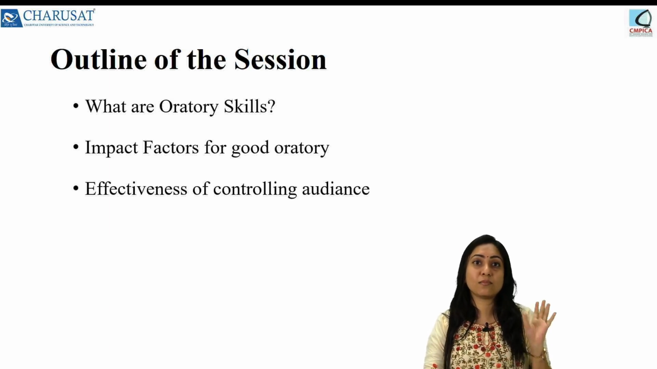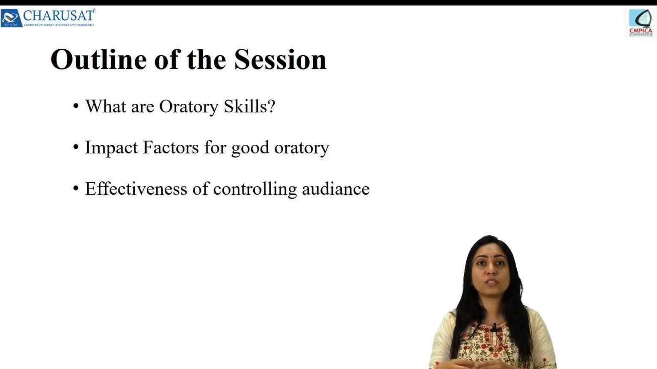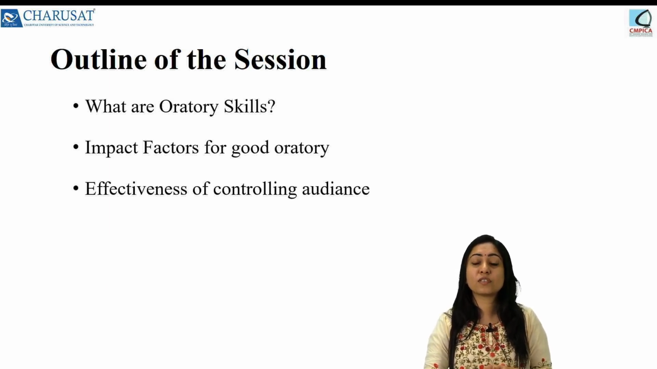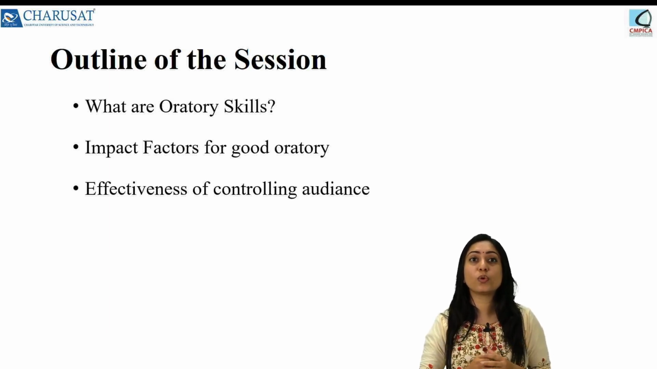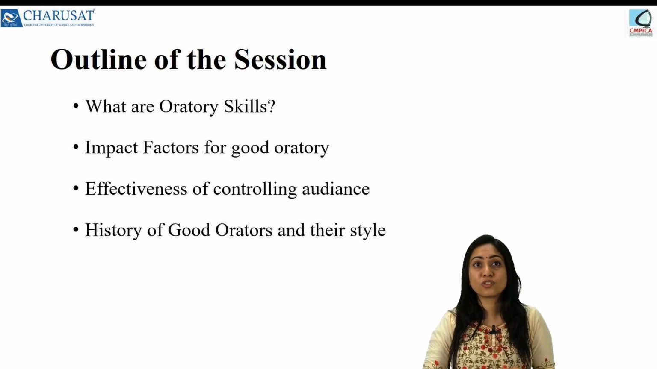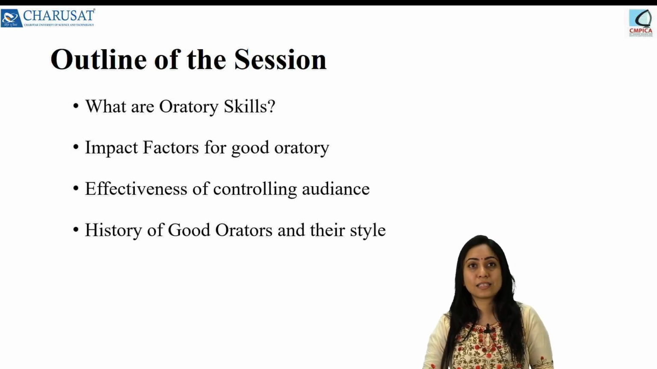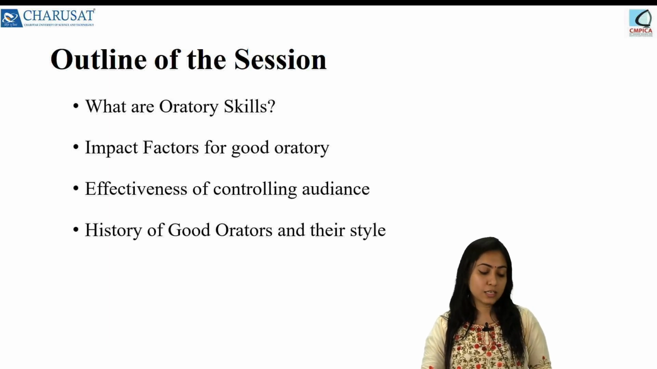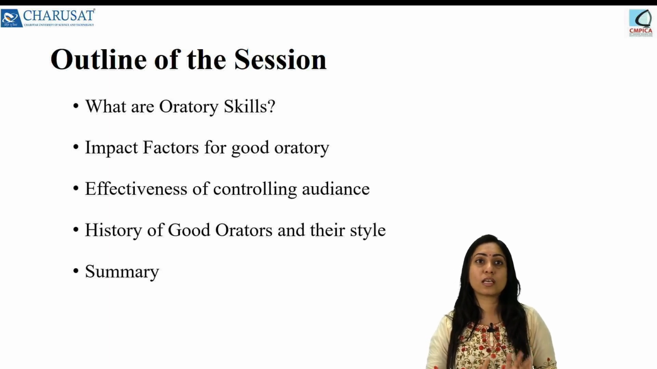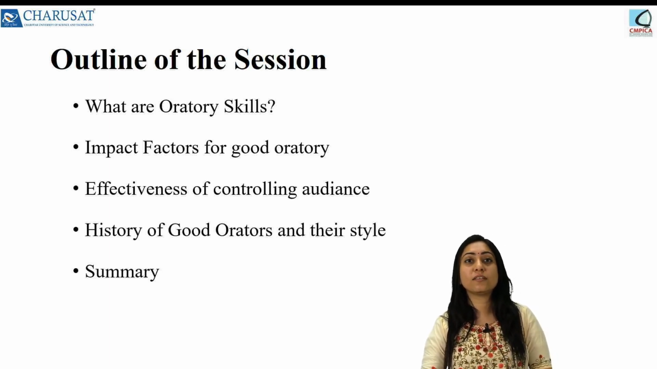So if the audience comes disinterested, if the audience comes suffering from a tedious journey, we are going to see how the audience can be irresponsive and yet you become a good orator. So this is the effectiveness of controlling the audience factor required in oratory skills. We are also going to see the history of what good orators are and their style. We will definitely study, at the end, the summary of what the history, the effectiveness of controlling the audience and everything in capsule has taught us, right?